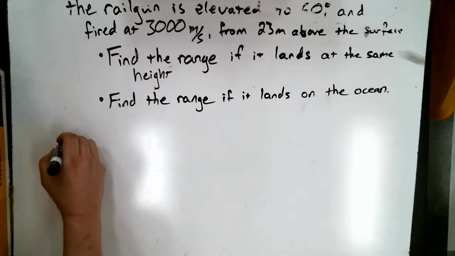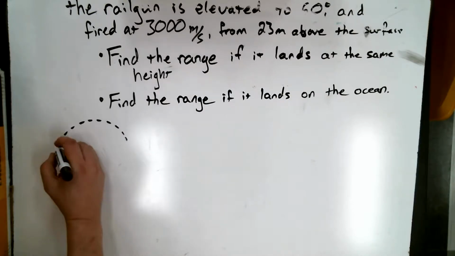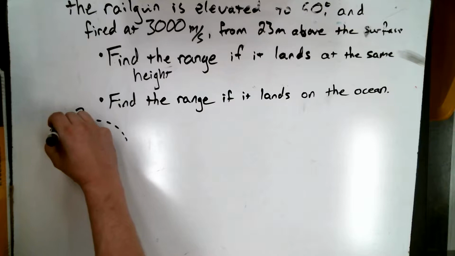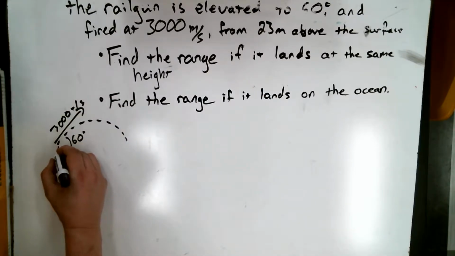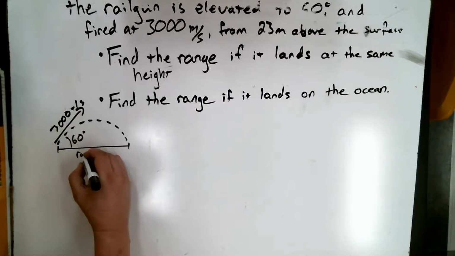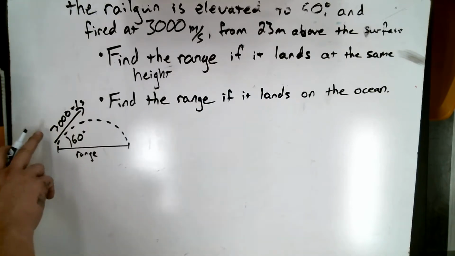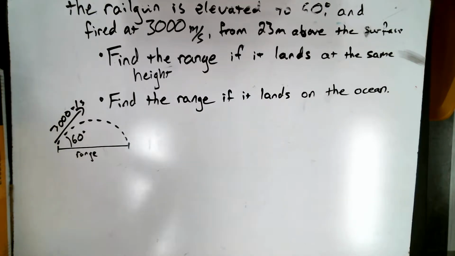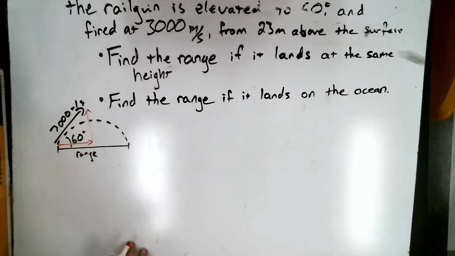So I am going to take my projectile here. It is going to make an arc. This is 60 degrees. The original speed is 3,000 meters per second. From here to here is my range. Now the very first thing I'm going to do, because I'm at an angle, is split this into x and y coordinates. So I need to know an x and a y velocity.